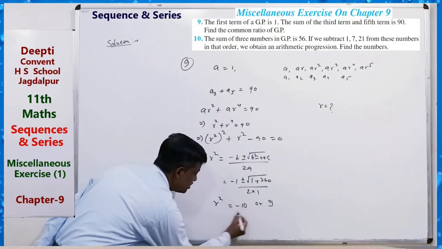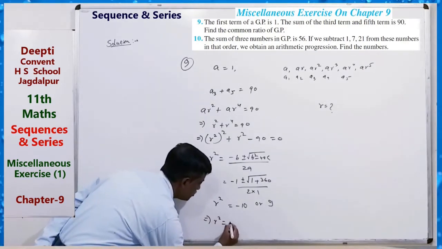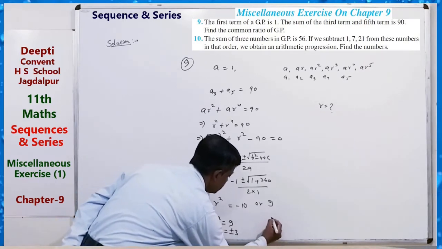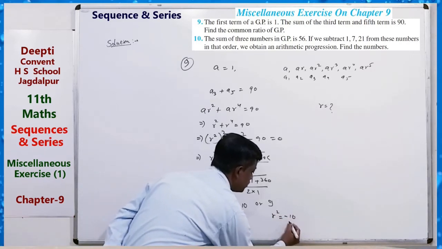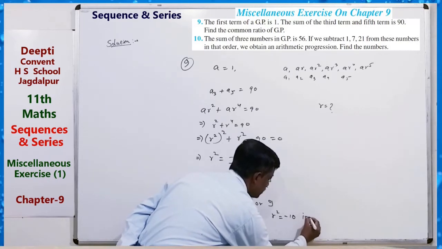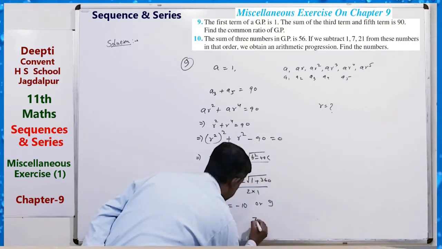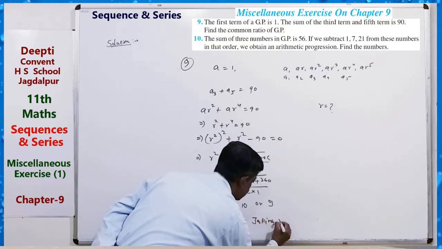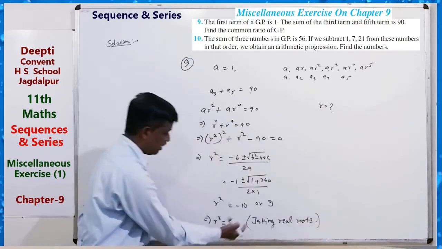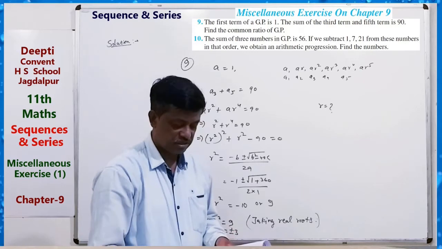So R square equals minus 10 is impossible in the real case. Taking real numbers, R square equals 9, which implies R equals plus or minus 3. Taking only real roots, R equals plus or minus 3. We have to find the common ratio, so R equals plus 3 or minus 3.